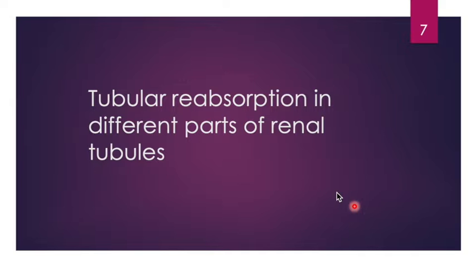Now let us take a look at the tubular reabsorption process, tubule by tubule. We need to understand that each of the renal tubules has its own unique characteristics. Some parts may have certain types of transporters, and some do not have those transporters. So some parts of the renal tubules may reabsorb certain substances while others do not.